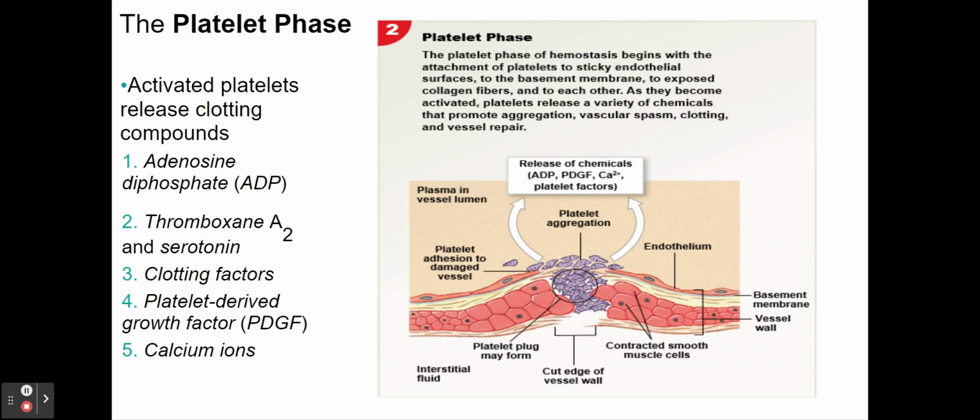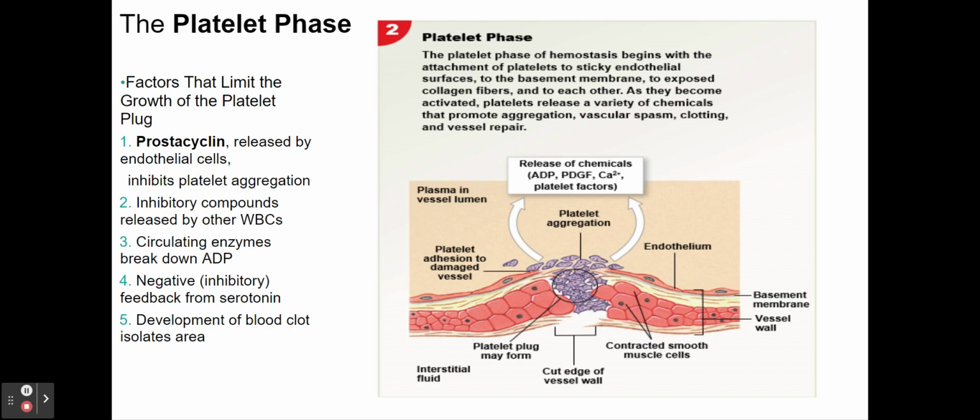2. Thromboxane A2 and serotonin, which stimulate vascular spasms. 3. Clotting factors, or proteins that play a role in blood clotting. 4. Platelet-derived growth factors, or PDGF, which is a peptide that promotes vascular repair. And 5. Calcium ions, which are required for platelet aggregation and in several steps in the clotting process. The platelet phase proceeds quickly, as ADP, thromboxane, and calcium ions released from each arriving platelet stimulate further aggregation. This positive feedback loop ultimately produces a platelet plug that will be reinforced as clotting occurs. However, platelet aggregation must be controlled and restricted to the injury site.